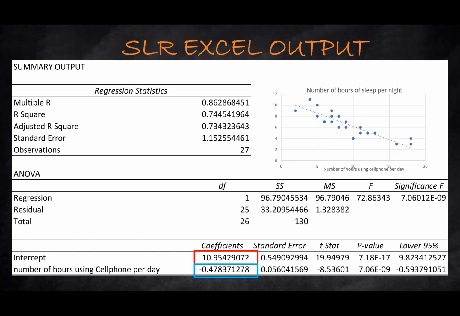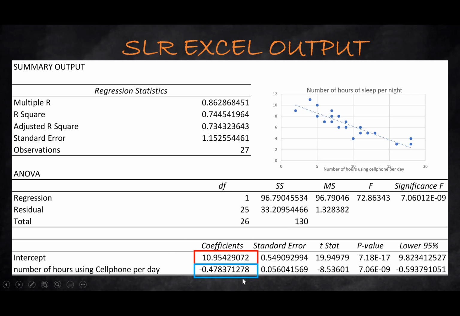Here is the scatter diagram of the data, and as you can see, we see a negative slope, a trend that is negative, which means that the number of hours using cell phone per day has a negative relationship to the number of hours of sleep per night. For any additional unit of using the cell phone per day, we are going to lose a certain portion of hours of sleep. So how do we build a model?